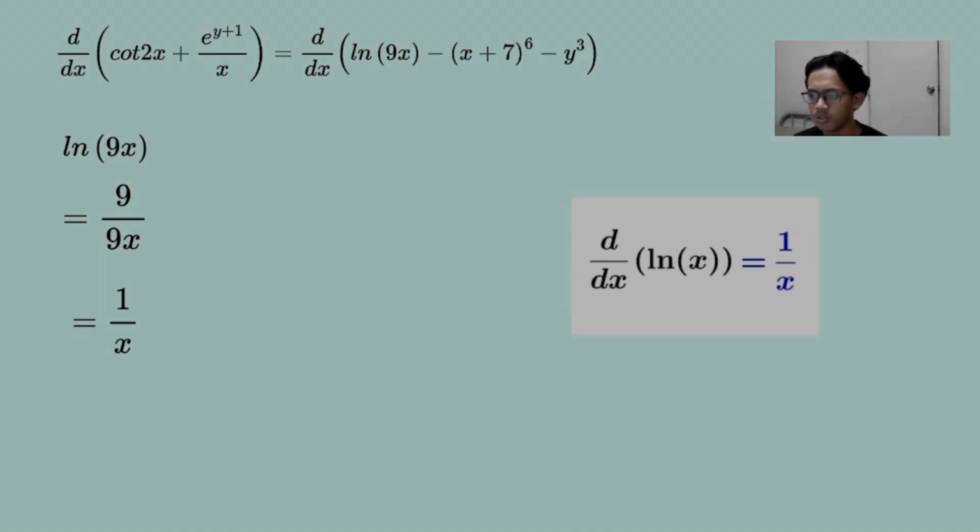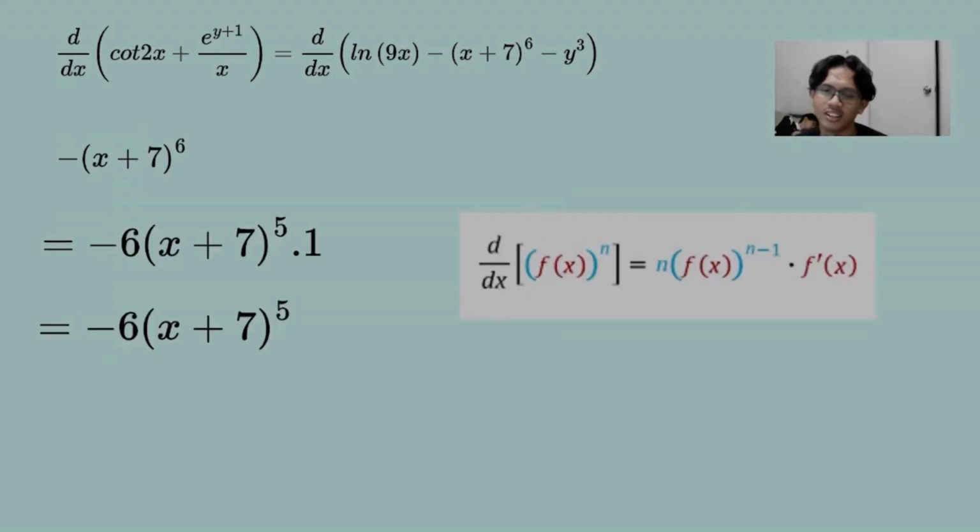So by using the formula here, we differentiate 9x, then we copy the 9x, then after we simplify it, we will get 1 over x. Next, negative (x plus 7) to the power of 6. First, we differentiate the outer, so we will get negative 6. Then we subtract 1 from the power 6, we will get 5. Then differentiate the inner, x plus 7, we will get 1. Then we simplify it, we will get negative 6 (x plus 7) to the power of 5.